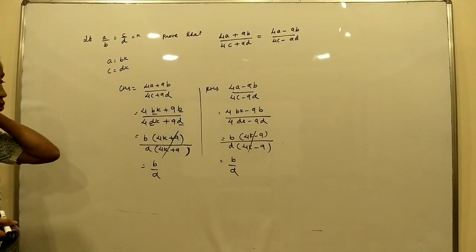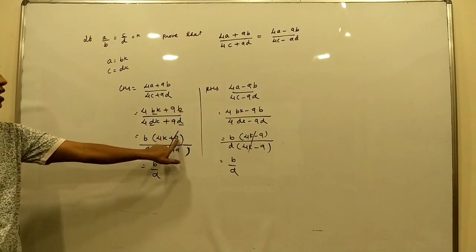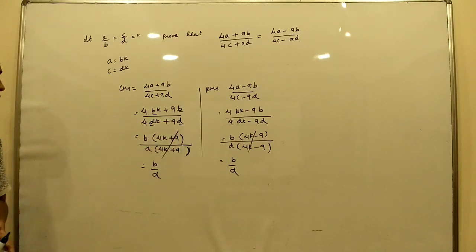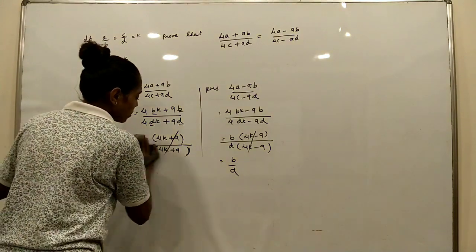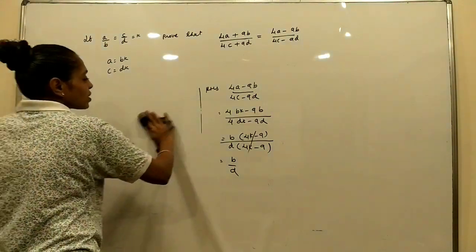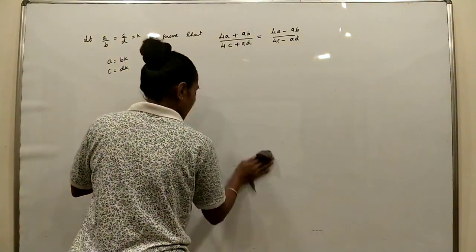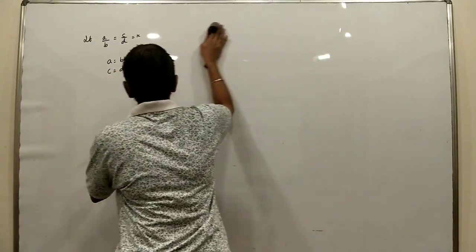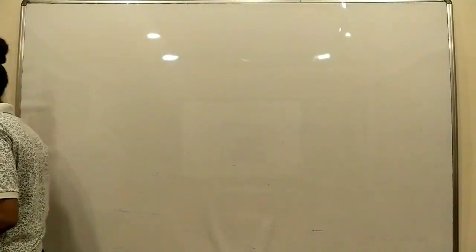Also you can take b common here. So b upon d, the K method is also shown. But it is easy and simple.